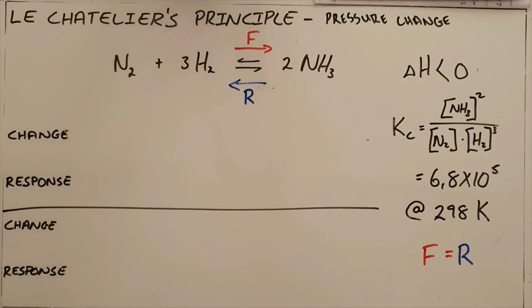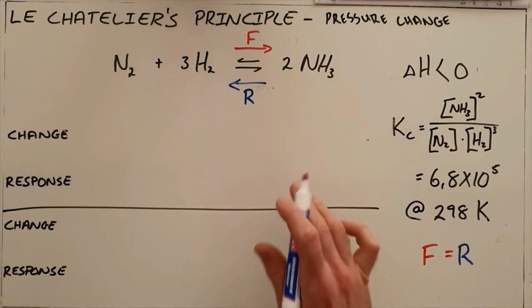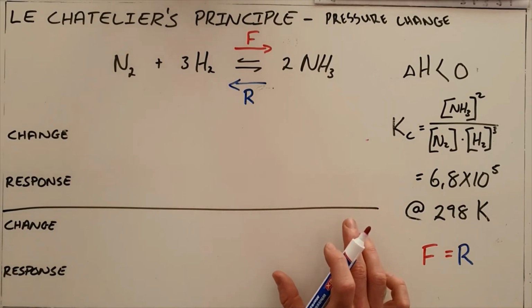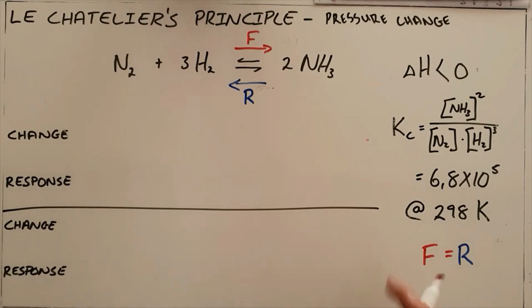We know that once equilibrium has been established, the rate of the forward reaction is equal to the rate of the reverse reaction, and the ratio of concentration of products to concentration of reactants remains constant as long as the temperature remains constant. We know that when we do make changes to the system, Le Chatelier's principle governs how the system responds to those changes, and the change we're going to look at now is a volume or a pressure change.